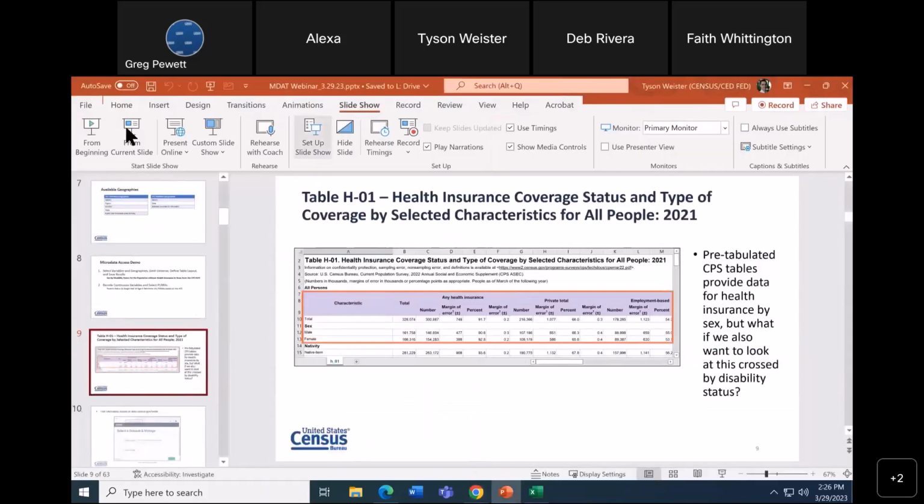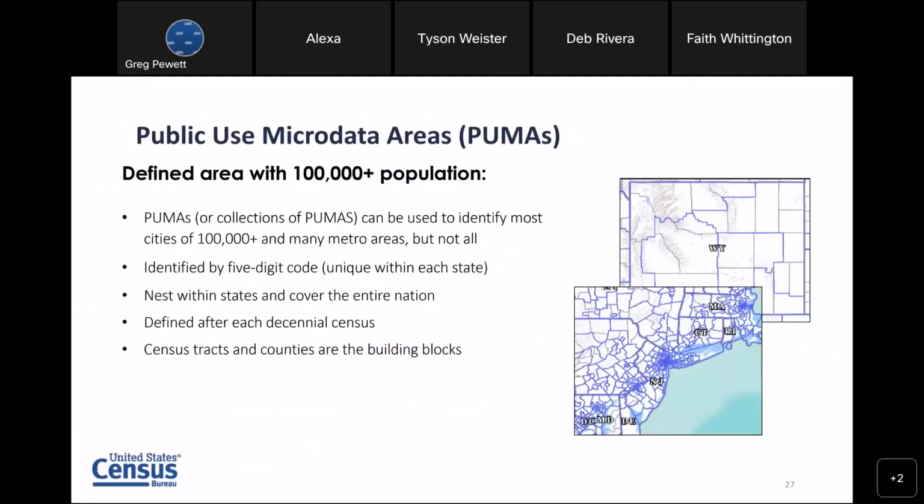For now, I would like to show you some more of the great functionality that already exists on the Microdata Access Tool. And before we get to our second example, I did want to take a moment to explain what these public use microdata areas, or PUMAs, are, in case you're not familiar with them already. They are population-based, so typically 100,000 people or more.